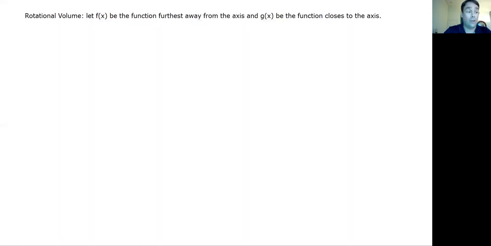So we had two different types. First one we had was a vertical type of rotation. And this is when we rotated around a horizontal line. So two different types here as well.